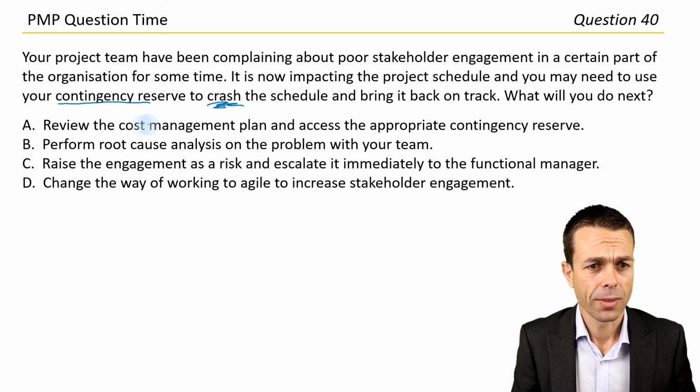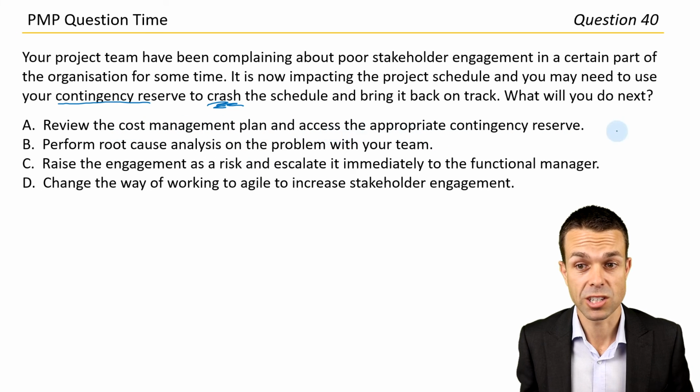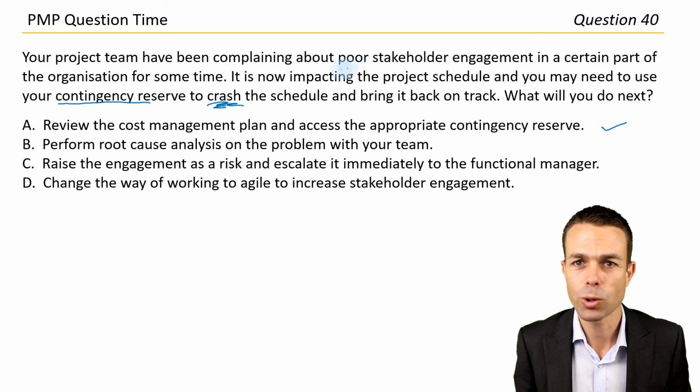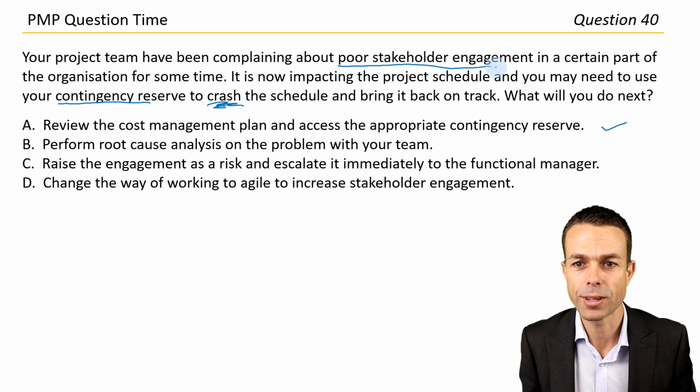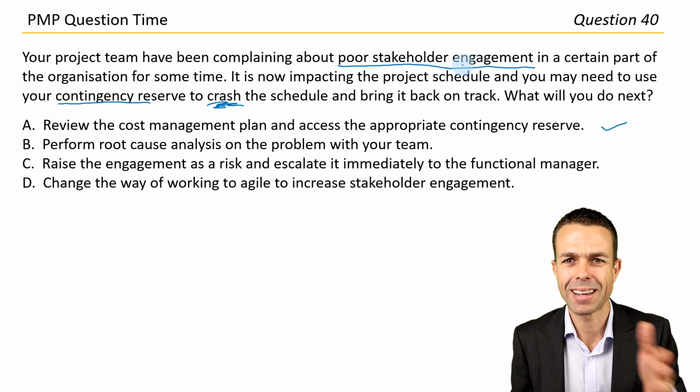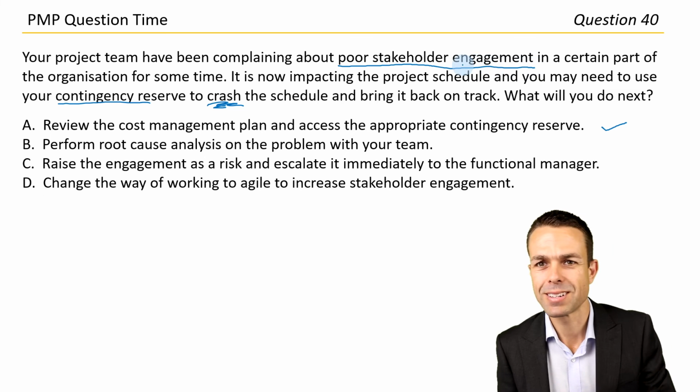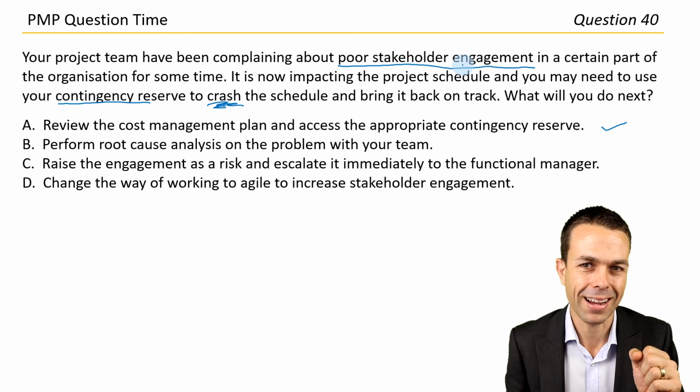Let's see what we've got here. Review the cost management plan and access the appropriate contingency reserve, potentially. But the thing is, what are we actually doing here? The team have been complaining about poor stakeholder engagement. So how does that relate to the contingency reserve? Maybe we need to take this back a step actually.